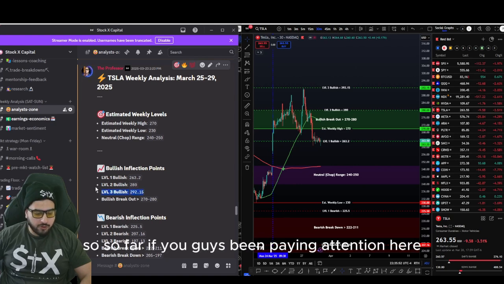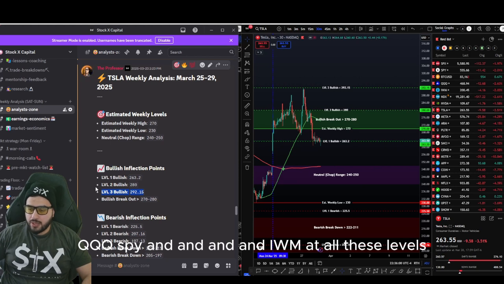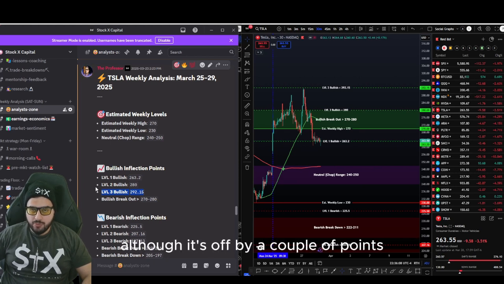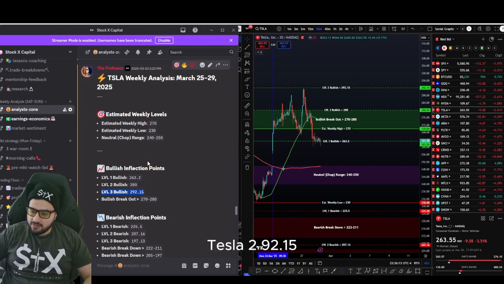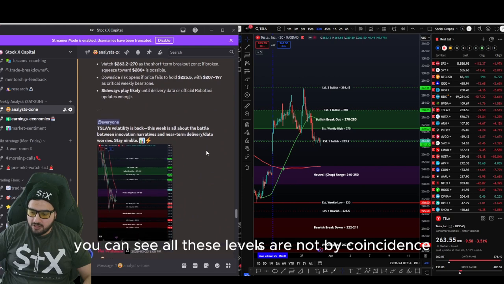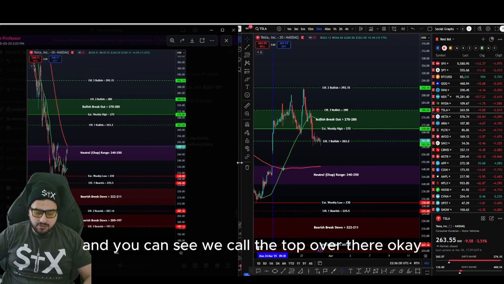Okay, so far, if you guys been paying attention here, we've been calling very accurately the top on SPX, QQQ, SPY, and IWM, and all these levels. And you can see that although it's off by a couple of points, no one can be accurate. We round these numbers, but you can see right over here, Tesla 292.15, literally the exact pinpoint accuracy right there, timestamped. You can see all these levels are not by coincidence, it's through our model, and you can see we call the top over there.